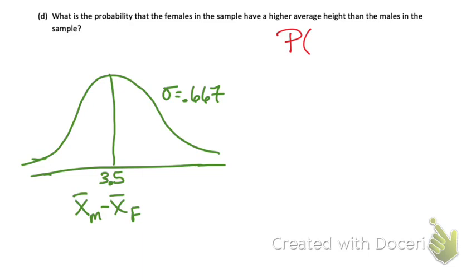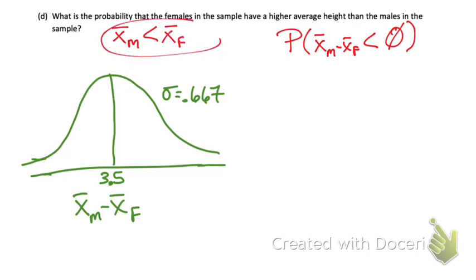We are looking for the probability that X bar M minus X bar F is less than 0. How did you know that it was less than 0? Because the mean is positive, meaning that... Good, that's absolutely right, Gabby. We are trying to see that the mean of the females is bigger than the mean for the males.